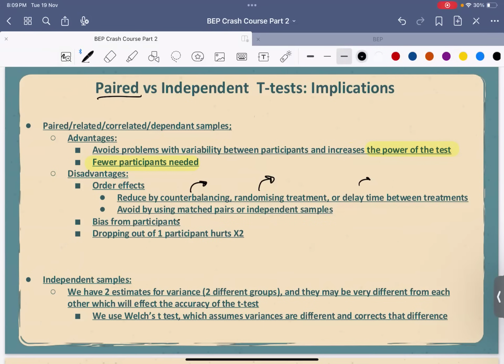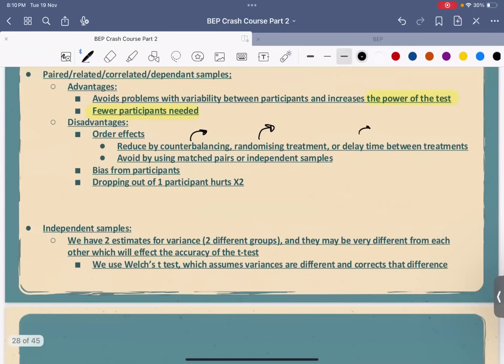Also, there might be bias from the participants in the paired design, and dropping out of one participant hurts, because one participant dropping out means two dropping out. If I have a sample size of 12, it needs to be in both group A and B. If one from here goes, I need to remove the pair I chose in group B. So dropping out of one participant really affects the study, unlike independent.